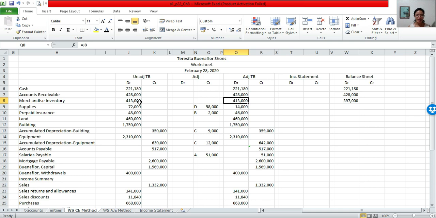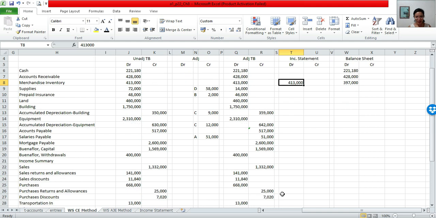So that is how you imagine it, no? So that 413,000 would have already been sold during the month. And because it is already sold, it would have been part of cost of sales. That is why we will extend it to the debit section of the income statement. But then remember that your beginning inventory, which is right about here on the debit section, is also where you will find the purchases. Let me just extend the purchases first so you would get to see what I mean.